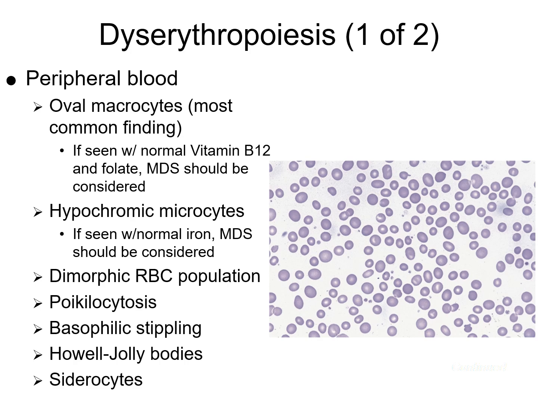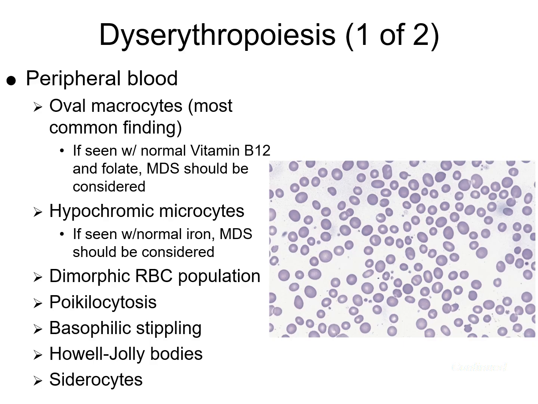We might see hypochromic microcytes, which are pale, small red blood cells with reduced hemoglobin. If the iron levels are normal, myelodysplastic syndrome is likely a cause. Dimorphic red blood cell populations may also be present. So the presence of two distinct red blood cell populations, so normocytic and microcytic or something like that would be a consideration for this. Poikilocytosis, which is the variation in red blood cells.